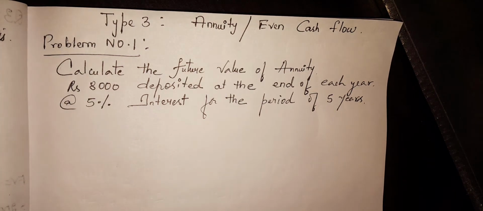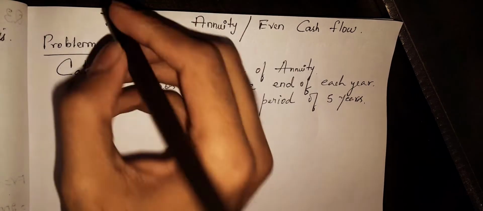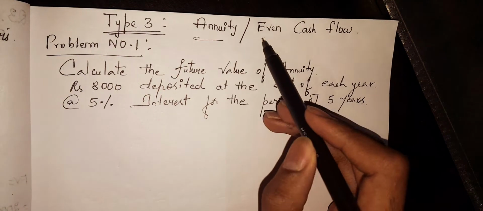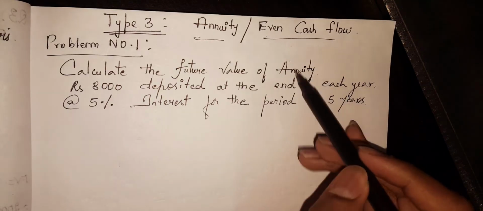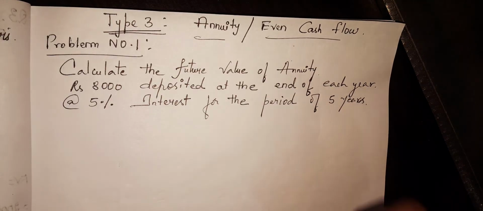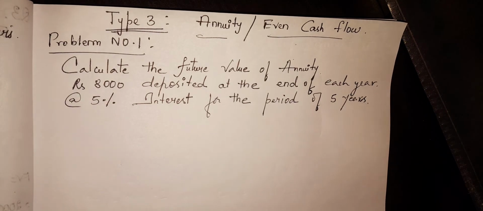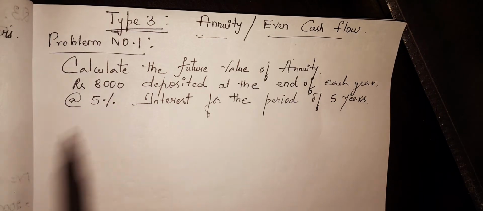In this particular video, let us solve the new type in the calculation of future value, that is annuity flow or even cash flow. So the same amount will be invested every year. If that is the case, then what would be the future value of that particular amount? That we need to find out.